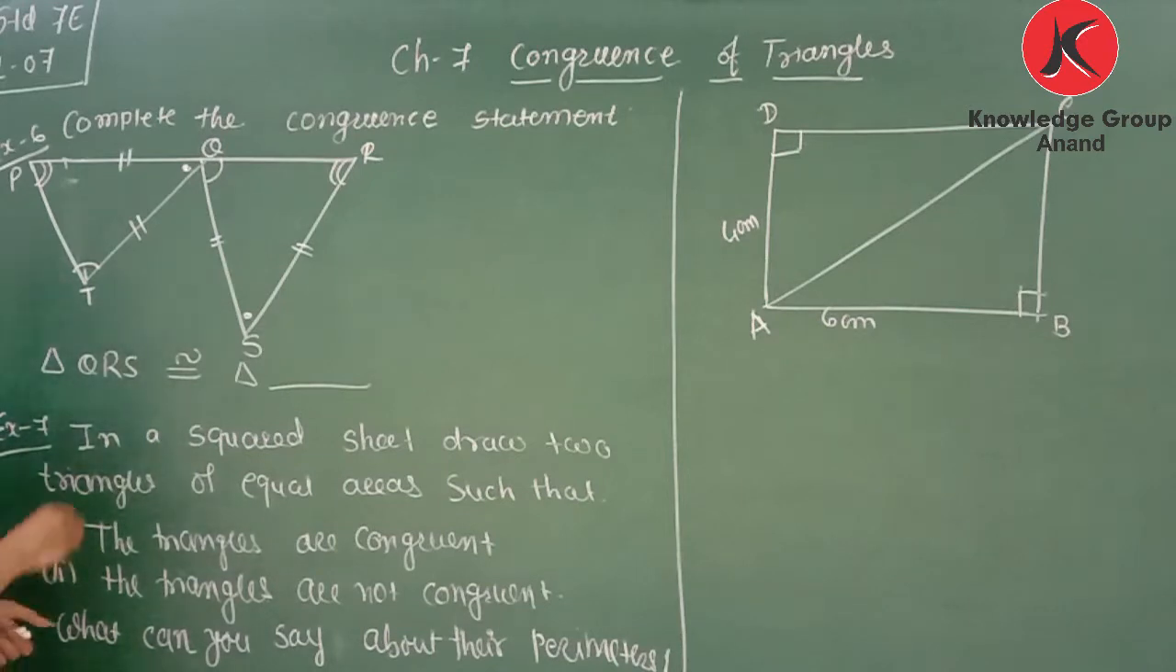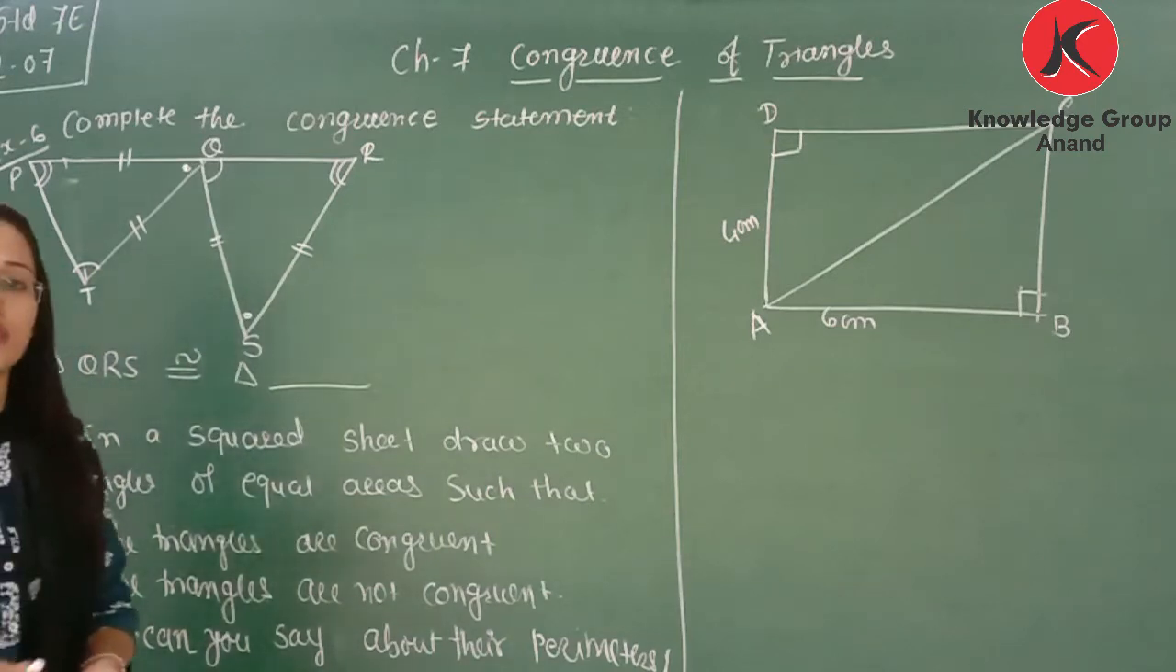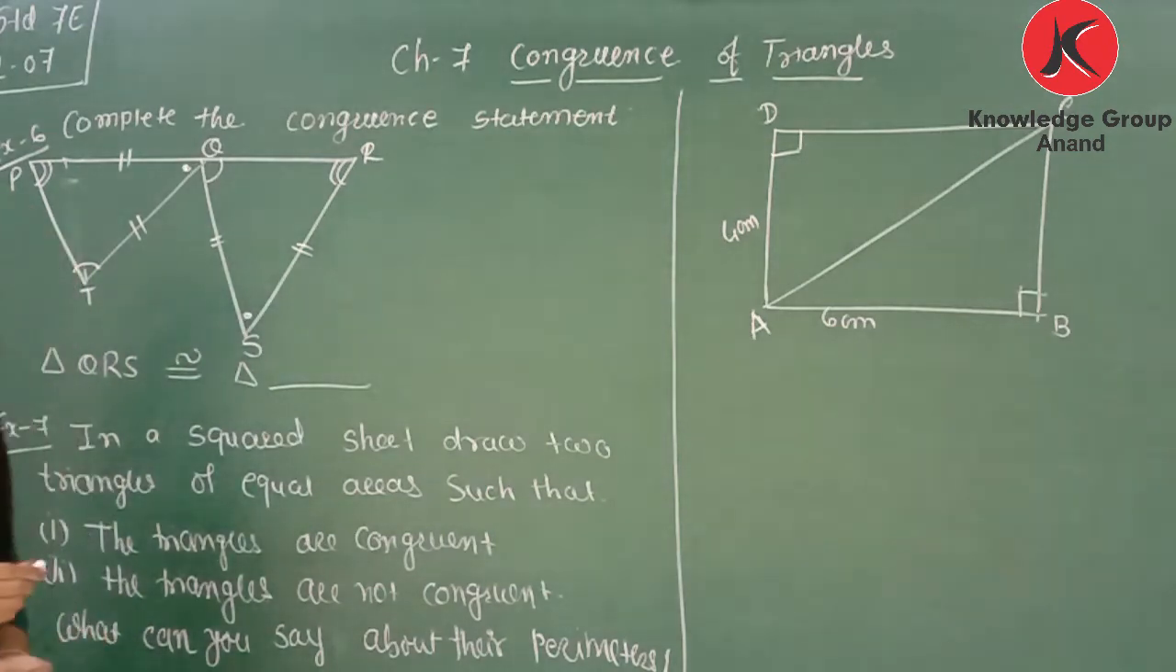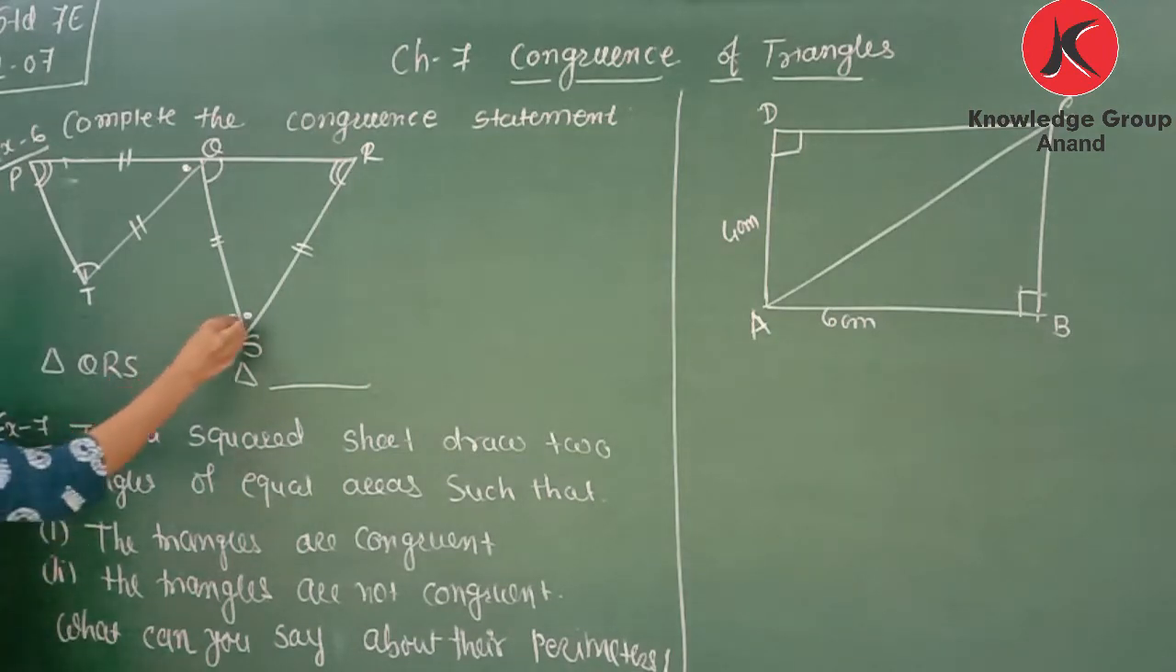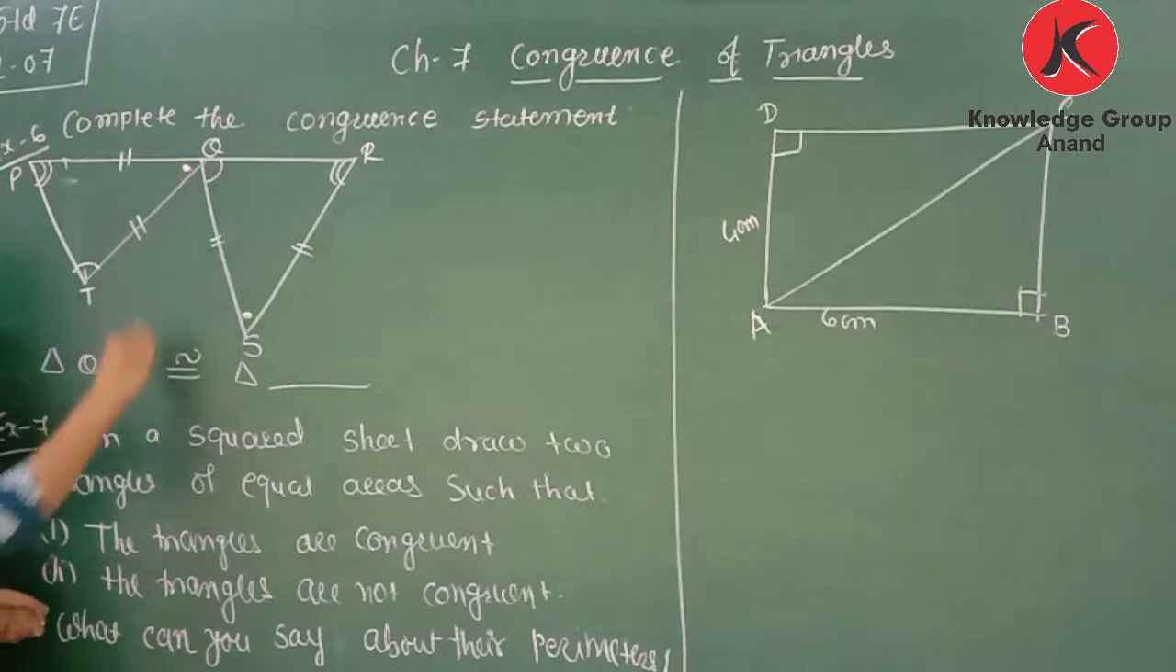It means you need to identify that Q corresponds to which part, R corresponds to which part, and S corresponds to which part. Clear? So this figure is given. Now if the symbols are the same in a figure, then those parts are equal. It means here a dot represents, and here it is a dot again.